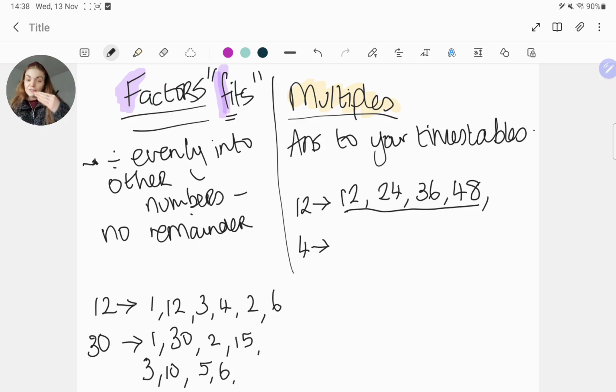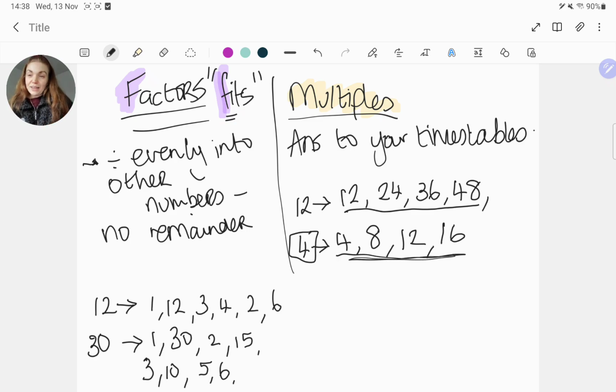Now let's look at the first 4 multiples of 4. So we've got 4, because 4 ones are 4, 4 twos are 8, 4 threes are 12, and 4 fours are 16. So there's the first 4 multiples of 4.